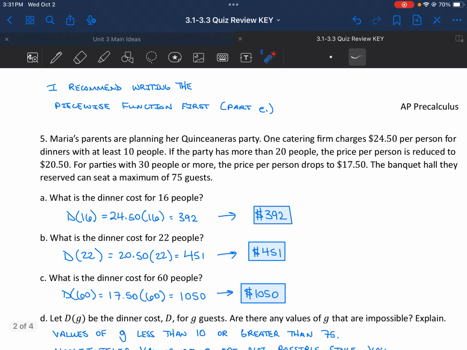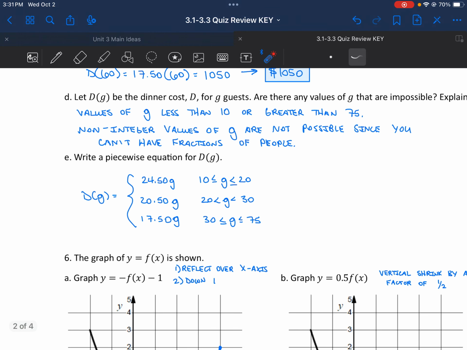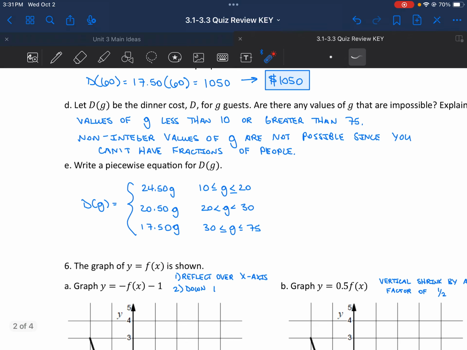Again, so let's read very carefully into the problem because we want to make sure we get these inequalities correctly. So it says for parties with 30 people or more. So with 30 people or more, that's greater than or equal to 30. So the last section is going to have the or equal to part. So this middle section doesn't get the or equal to part. We cannot have an or equal to sign on both of these 30s.